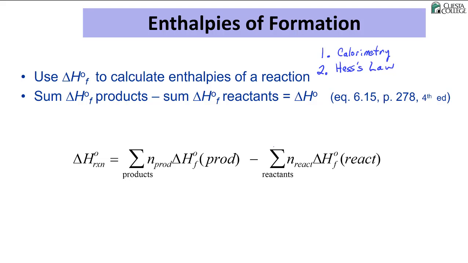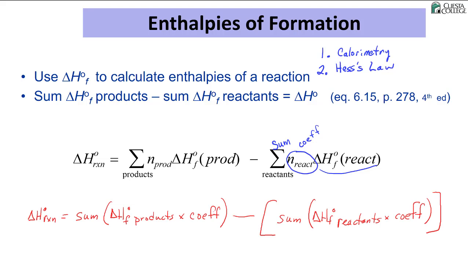This crazy Greek letter, sigma, just stands for sum. The N react part just stands for the number of moles in the coefficient. And then of course there's the delta HF values. I've got a kinder, gentler formula here that shows the delta H of the reaction is equal to the sum of the delta HF of the products times their coefficients, minus, and I use a comically large negative sign, in comically large square brackets, the sum of the delta HF values of the reactants times their coefficients.